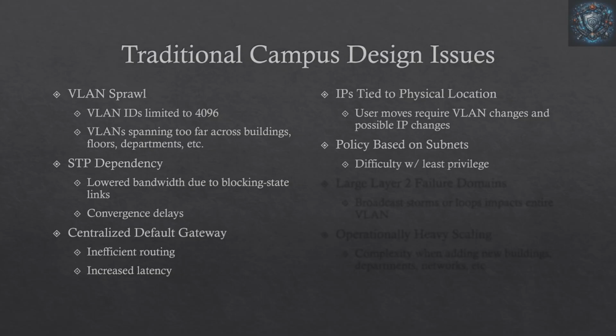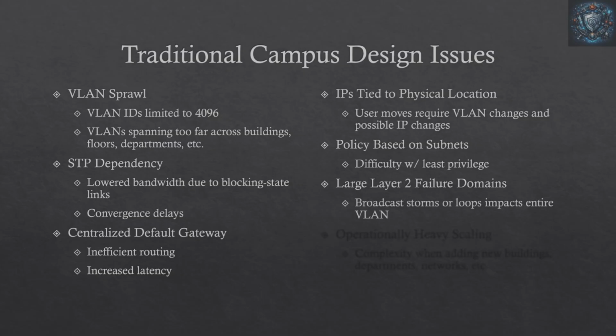Next, we have an issue with policy being based around the subnets or the IP addresses assigned to a particular VLAN. That causes some issues when we're talking about the least privilege principle. It also causes issues with an entire subnet being allowed or disallowed based on an ACL or some other form of policy.